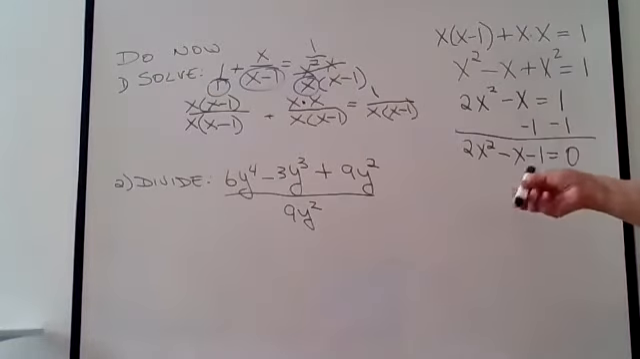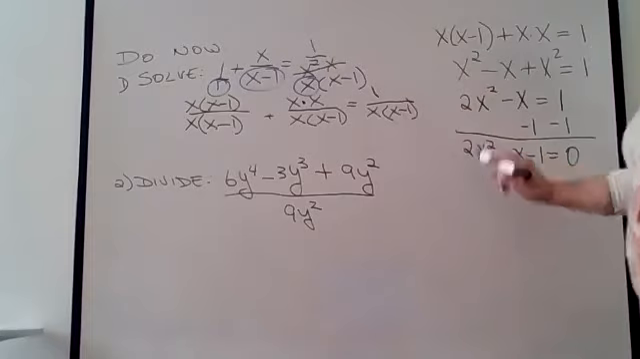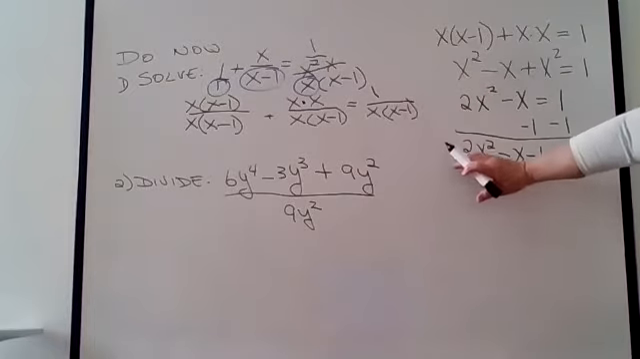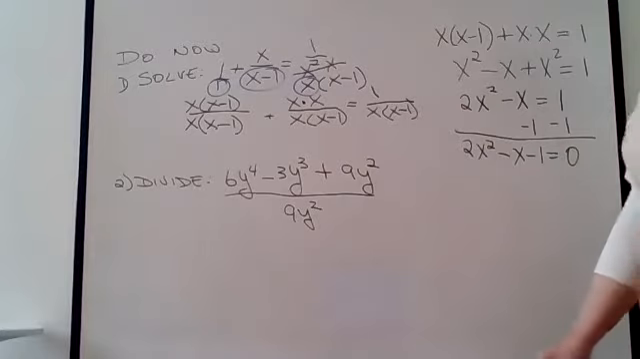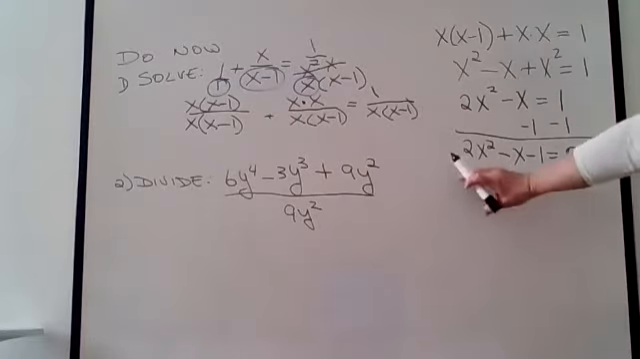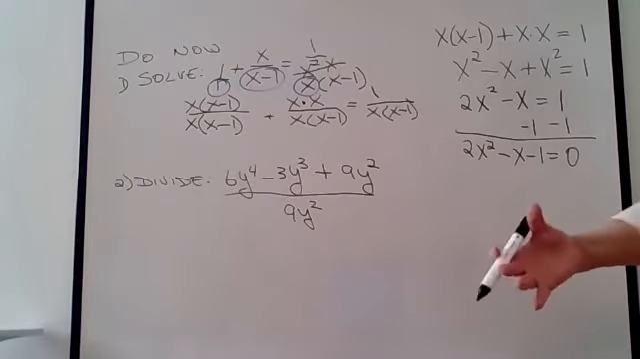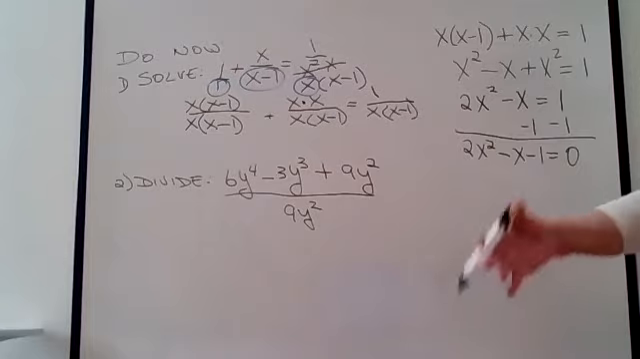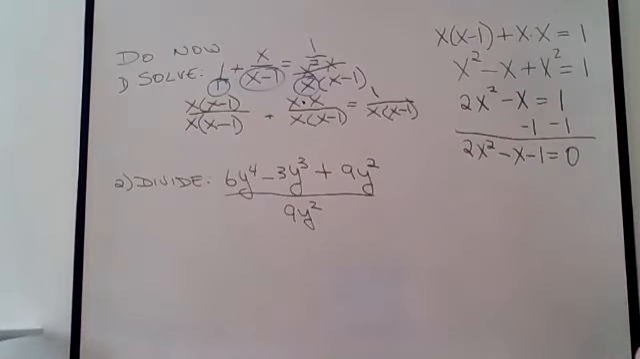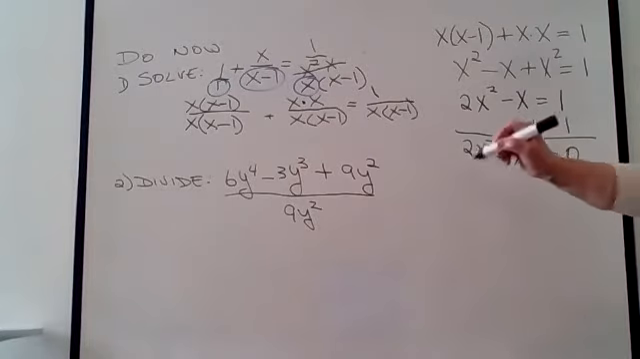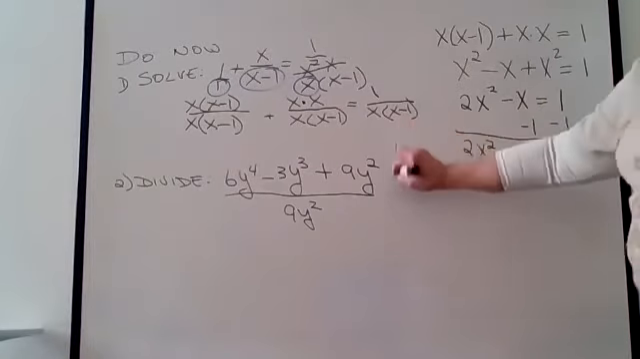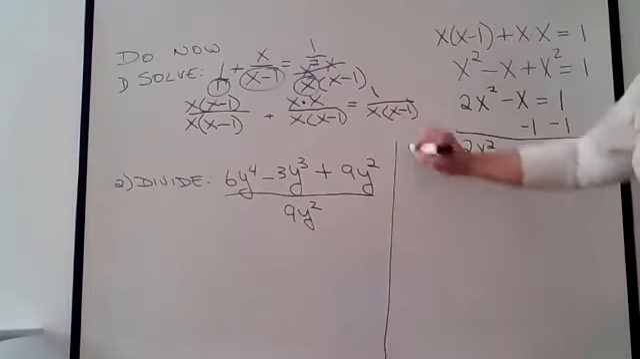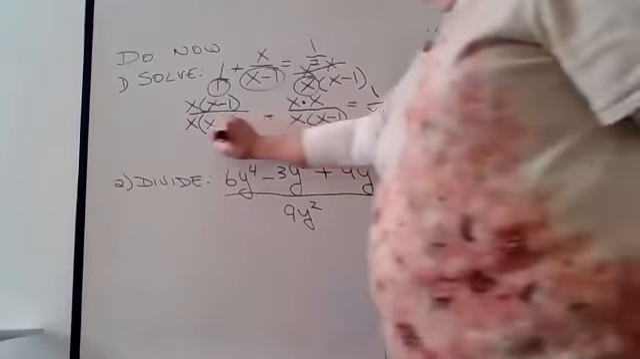So what I end up with, after all this work, is a quadratic equation: 2x squared minus x minus 1 equals 0. And I have two choices at this point. It's a quadratic equation, so I can factor it, or I can use the quadratic formula. I think today I want to use the quadratic formula simply because we have to keep reminding ourselves of the quadratic formula, though this definitely would have been factorable.